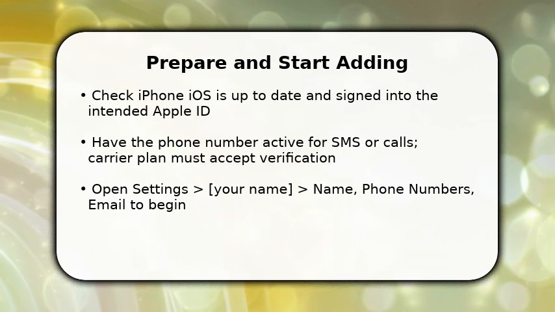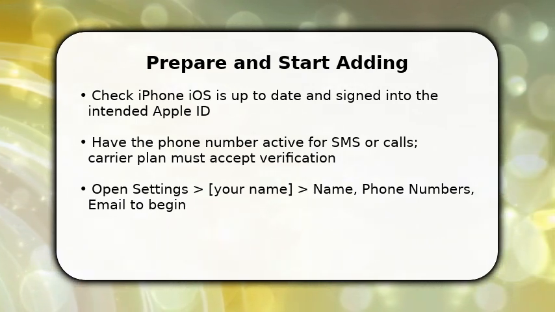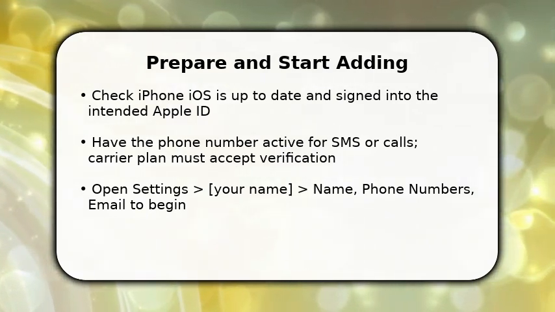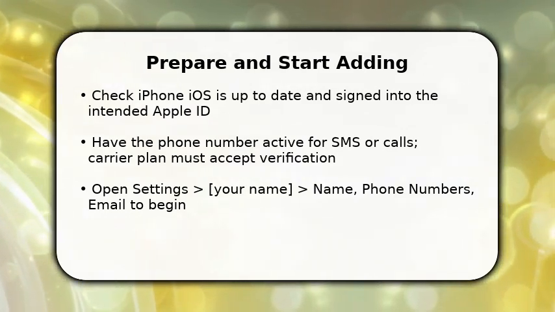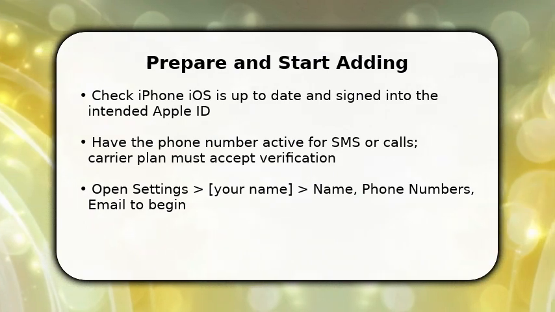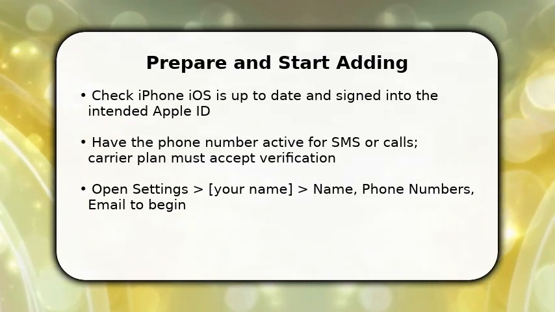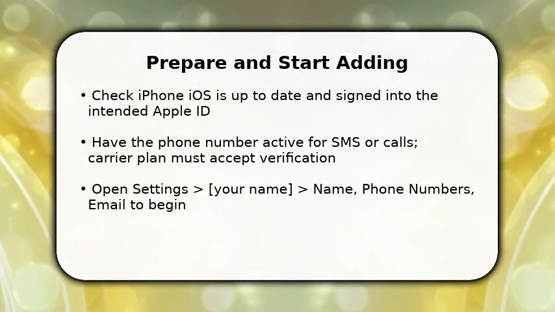Then open Settings, tap your name, and select Name, Phone Numbers, Email. Tap Edit or Add Email or Phone Number, choose Add Phone Number, and enter the number exactly as digits with country code if required. Now you'll verify and assign the number to services.